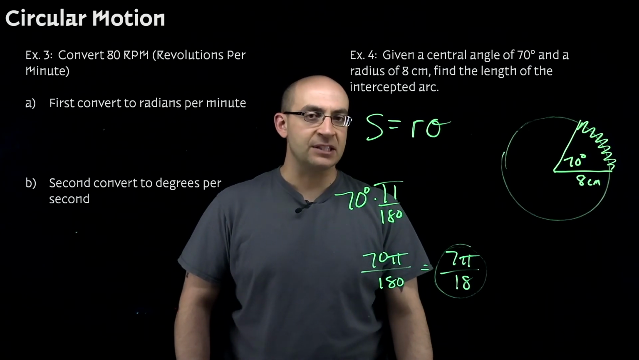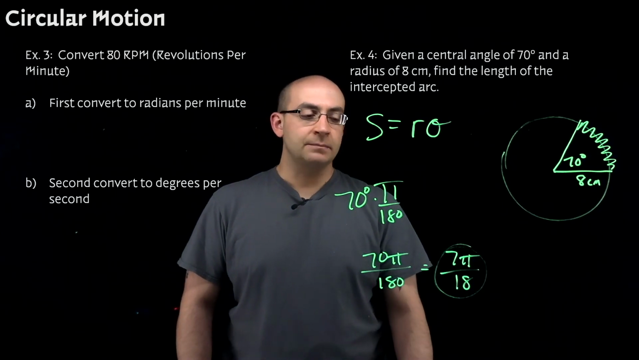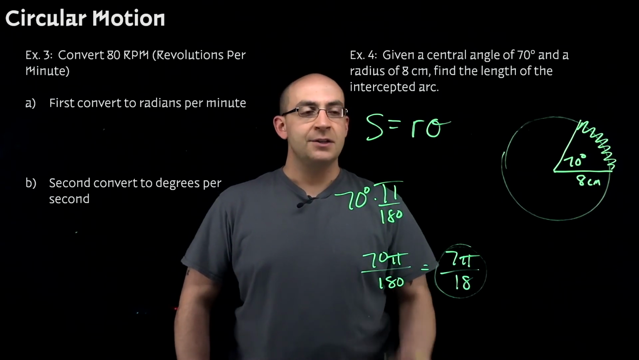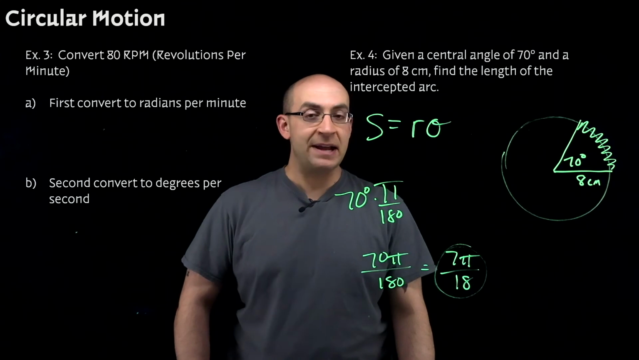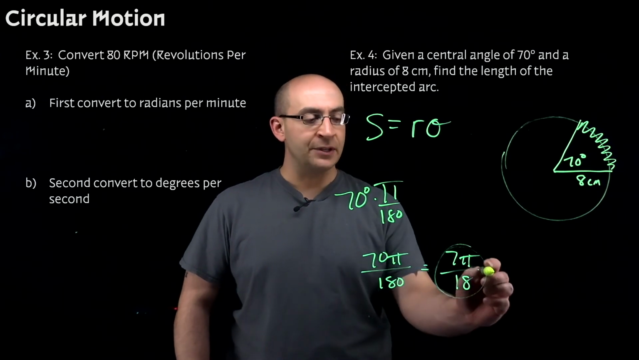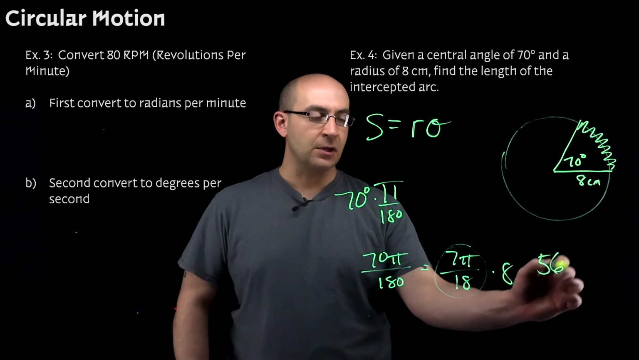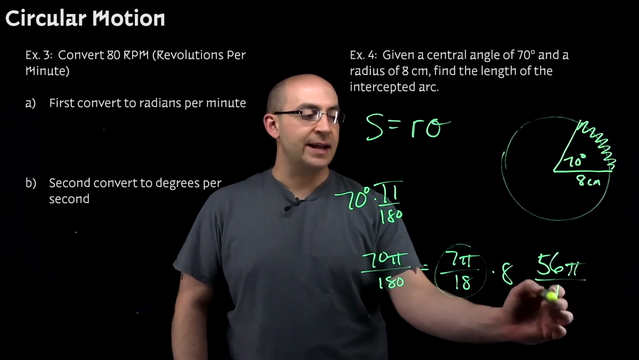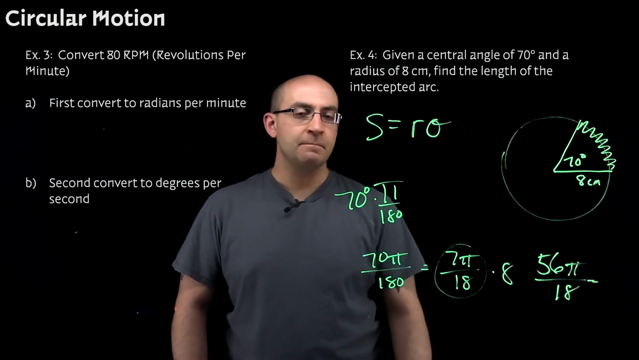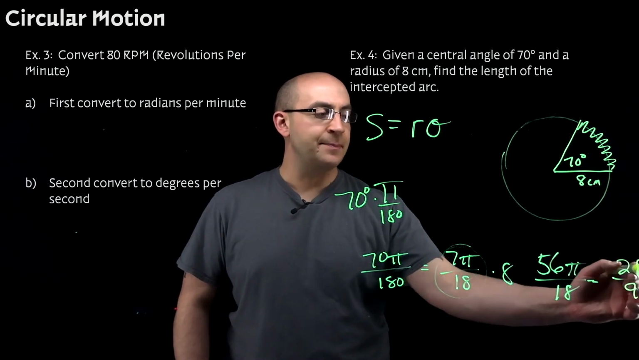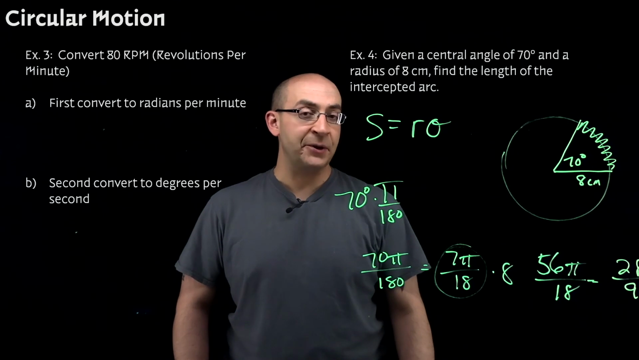Now let's plug in the rest of our formula. OK, well, 7 pi over 18 represents theta, the measurement of the angle. So all I need to do is multiply that by the radius, and we know that's 8. So what I'm going to do here is 8 times 7 pi over 18. Let's go the long way. 56 pi over 18. Let's simplify it further. 28 pi over 9. I can't go any further than that.